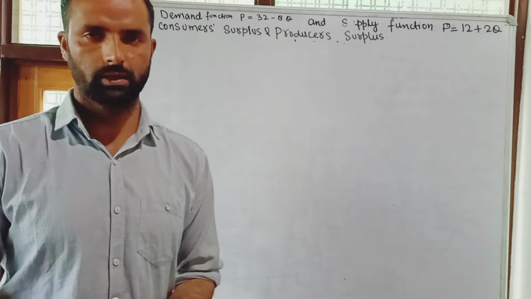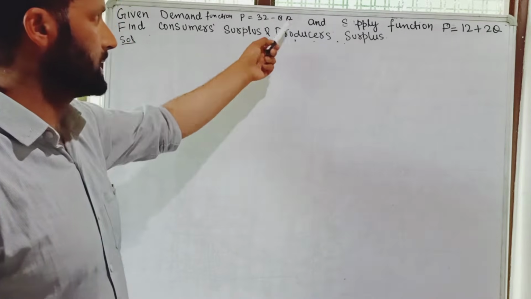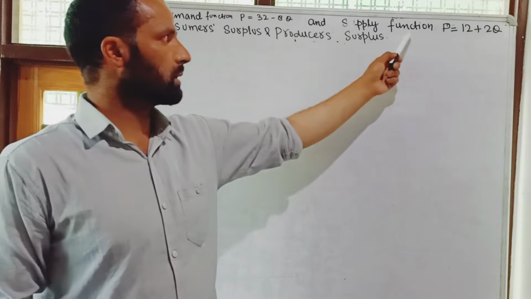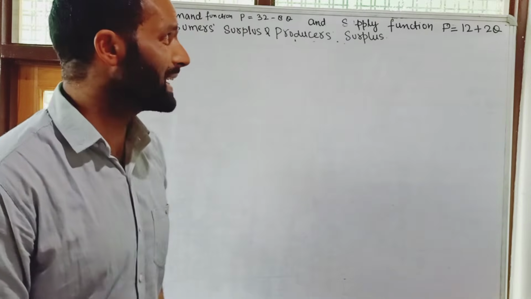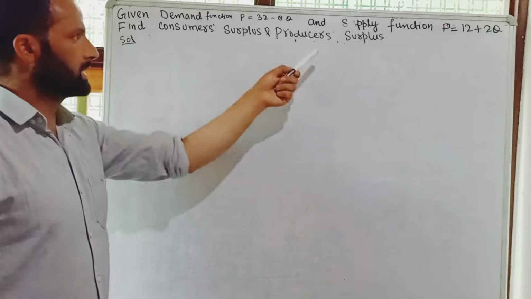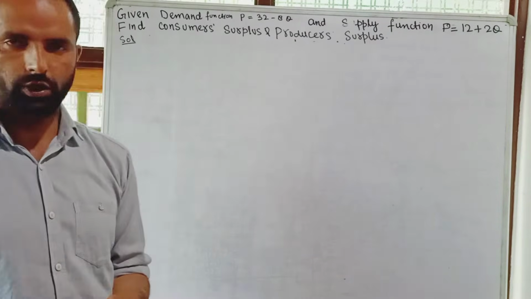In this video on Mathematical Economics series, we will solve a numerical on finding the producer surplus and consumer surplus. The question is, given demand function P is equal to 32 minus 8Q, where P is the price and Q is the quantity. And similarly, the supply function is P is equal to 12 plus 2Q, where P is the price and Q is the quantity. Find consumer surplus and producer surplus. So we have to find the consumer surplus and producer surplus.